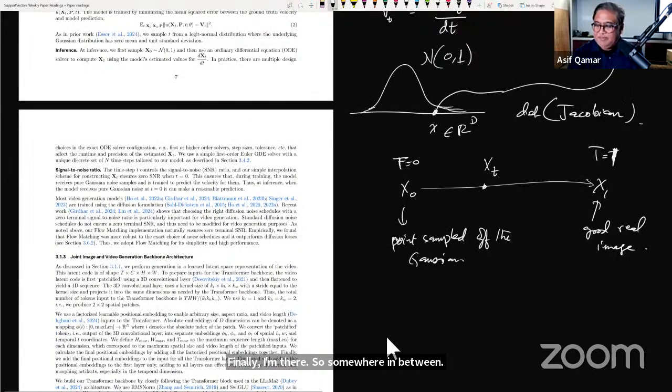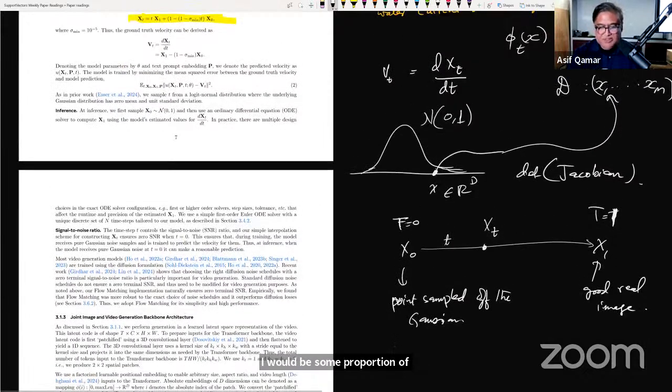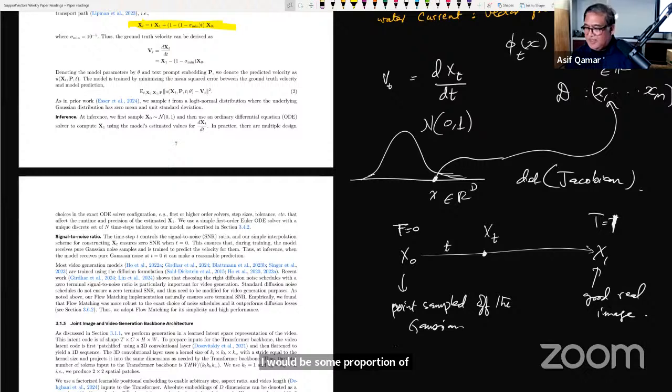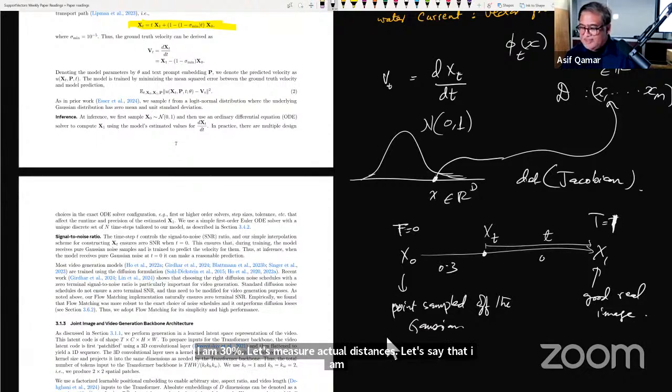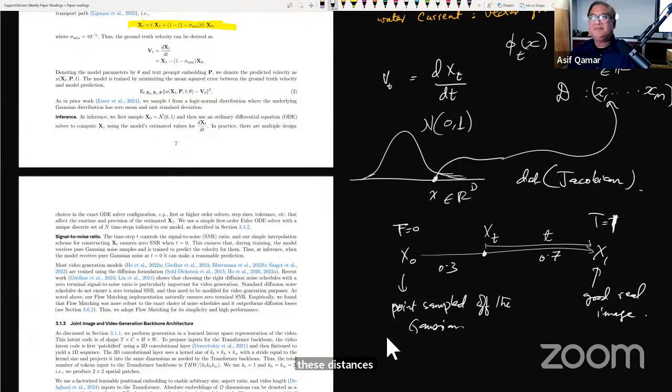I would be somewhere in between, right? I would be some proportion, I would still look like, let's say this part is, I am this close to the destination. Let's say, let's measure actual distances. Let's say this distance is 0.3, and this distance is 0.7.